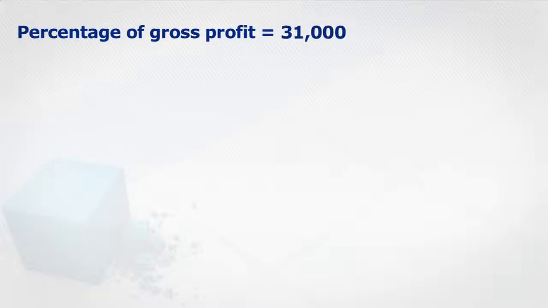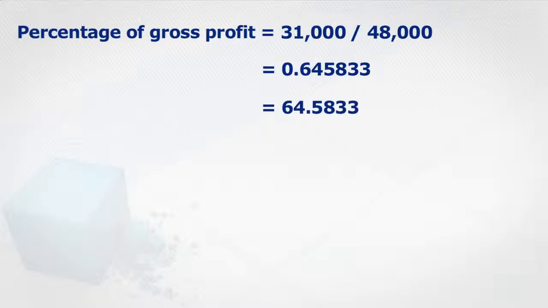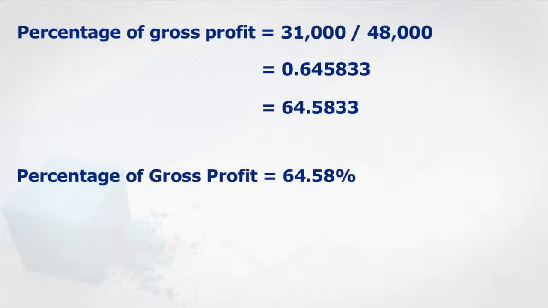To calculate the gross profit percentage, we do the same process. That is 31,000 divided by 48,000. Using our calculator, this gives us 0.645833. Now to convert this decimal to a percentage, we simply move the decimal place 2 spots to the right, giving us 64.5833%. After rounding this number off, we are left with 64.58%, which is the gross profit.